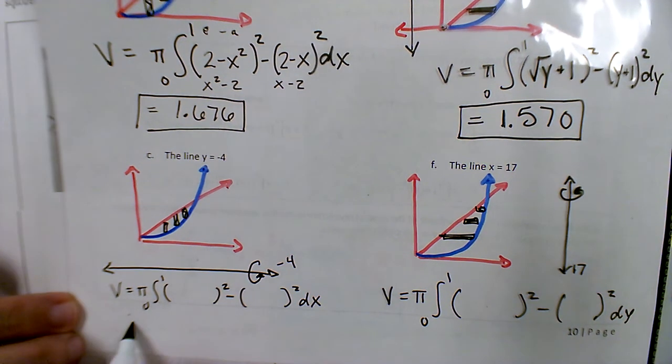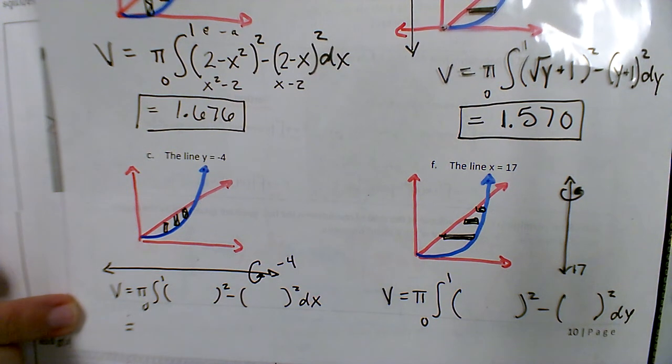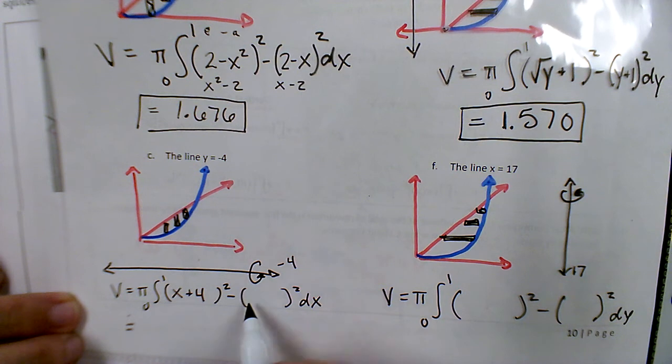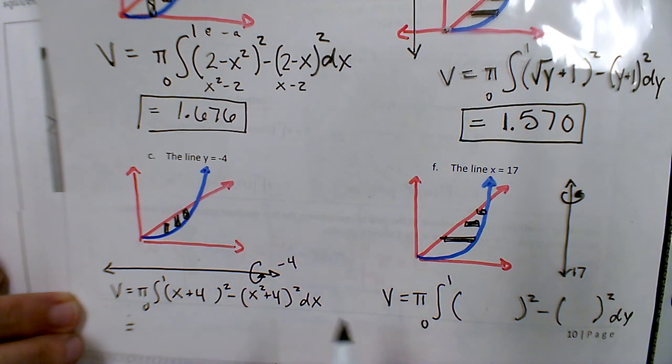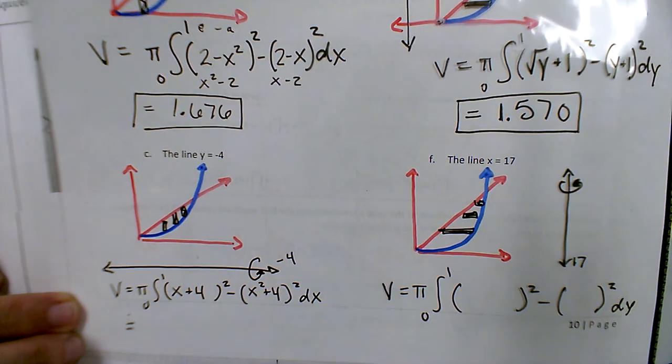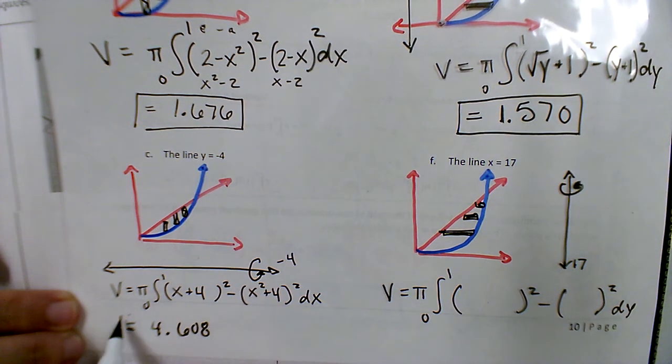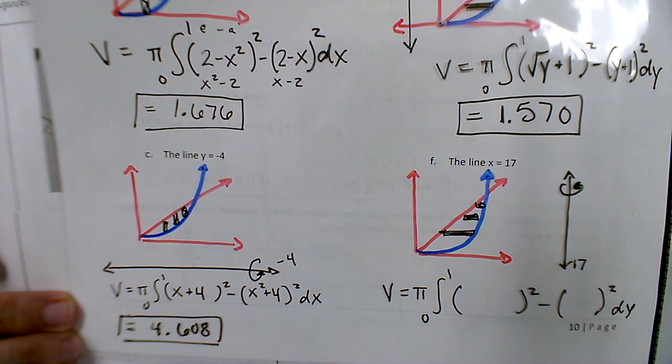Brave soul for the first one. What were your radii? Donut minus filling. Go, Caitlin. X plus 4, and then x squared plus 4. Those look good so far? Okay, remember they could be switched. That's okay too. And calculator volume, what do we get? 4.608. We agree? I do too. All right.